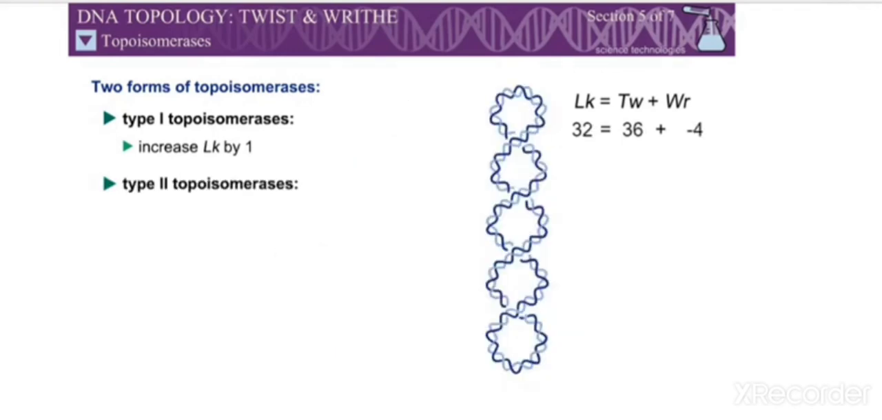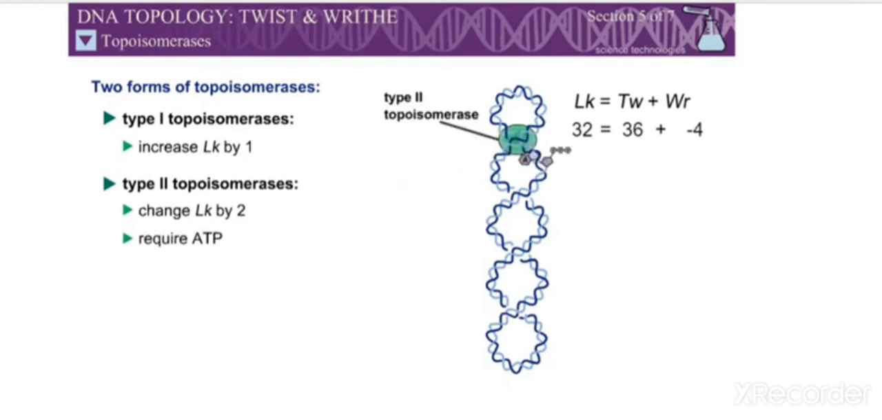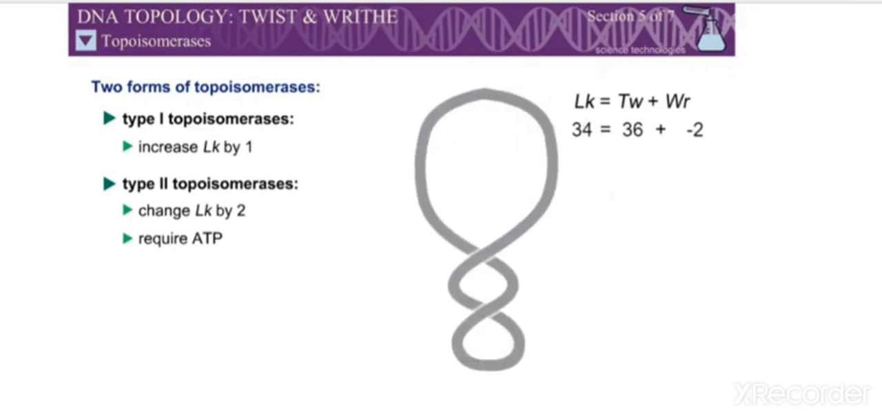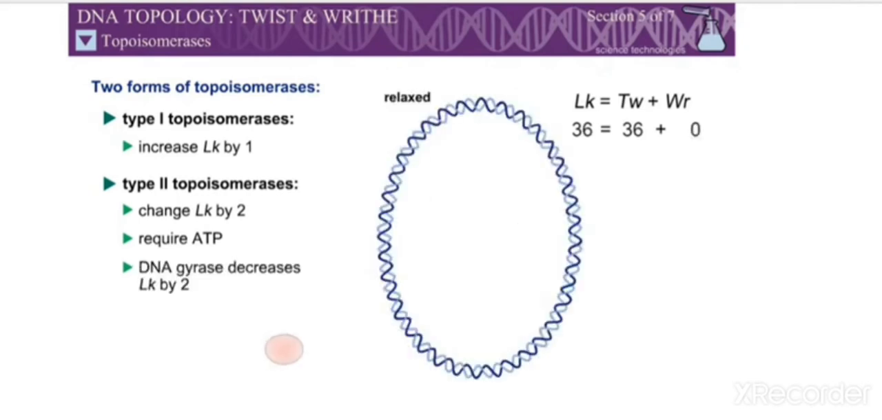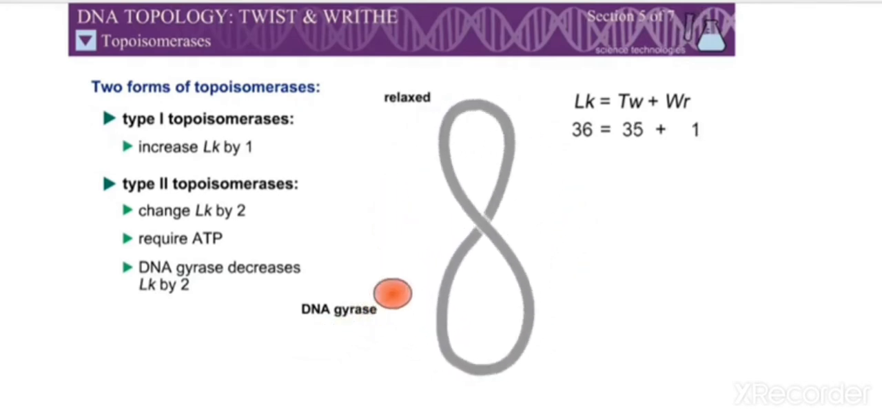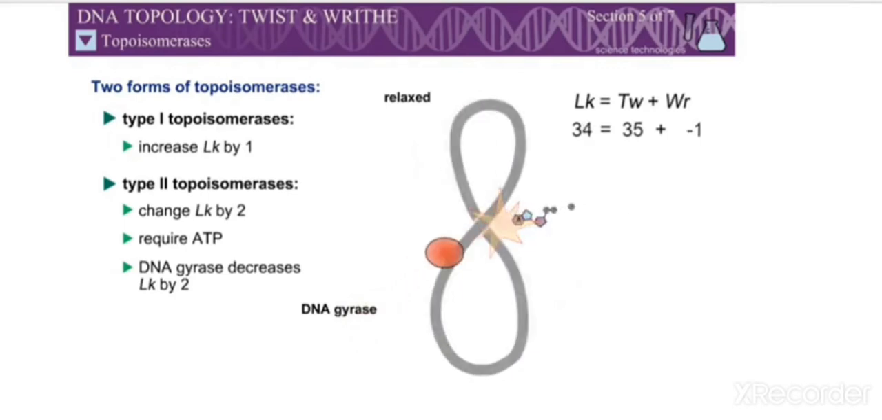Type 2 topoisomerases change linking numbers in steps of 2. Type 2 topoisomerases require energy from ATP hydrolysis for their action. By changing the handedness of turns, type 2 topoisomerases change the topology of DNA molecules. Prokaryotes have a special type 2 topoisomerase called DNA gyrase. DNA gyrase decreases linking numbers in steps of 2. DNA gyrase is responsible for the negative supercoiling of chromosomes in prokaryotes.